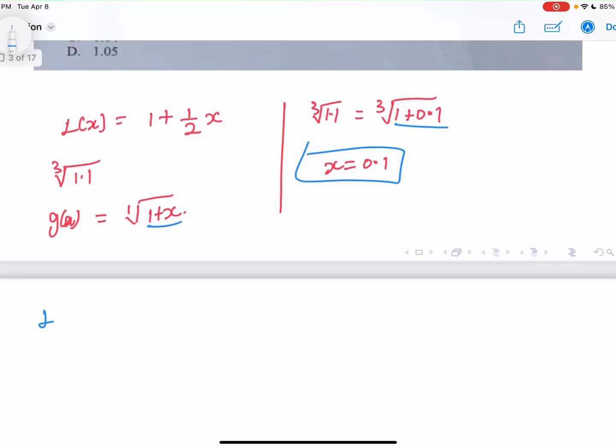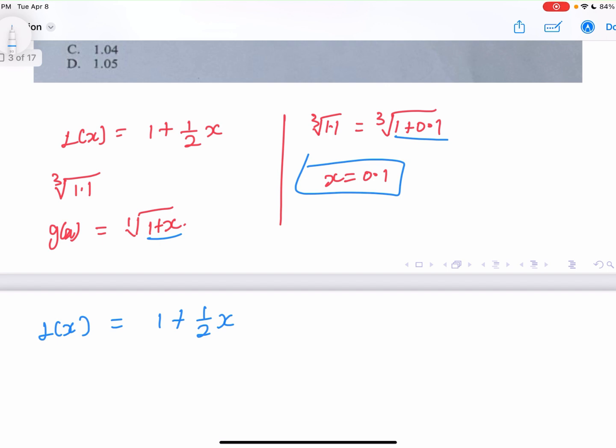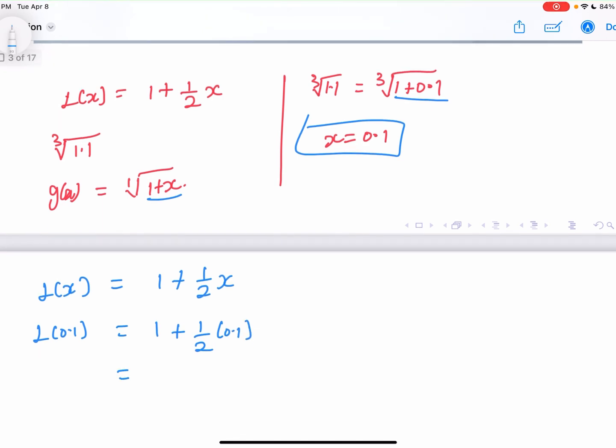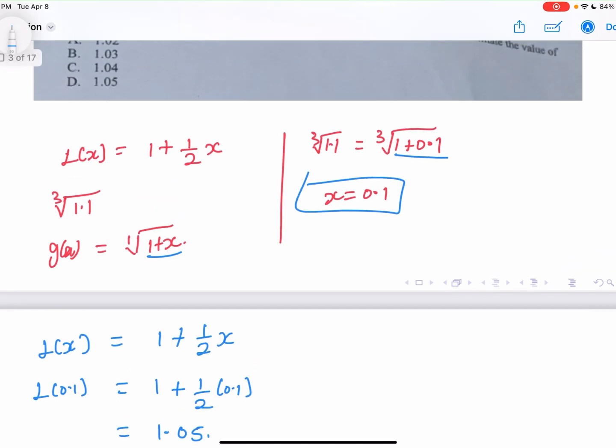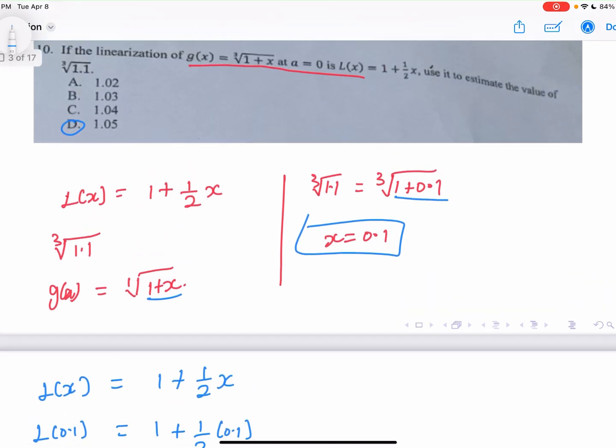So now our linearization will be L of x giving us 1 plus 1/2 x. This is given in the question already, so our x is now 0.1. So L of 0.1 is equal to 1 plus 1/2 times 0.1, and this will give us 1.05. So our answer is option D.